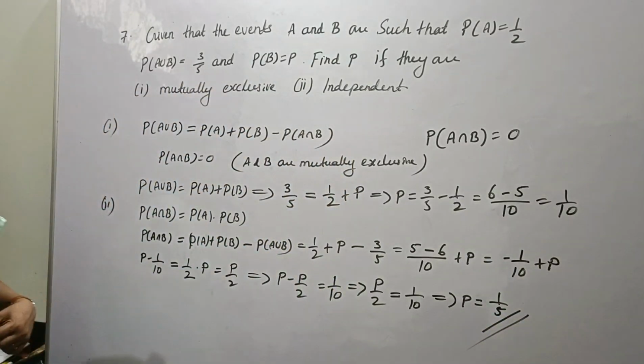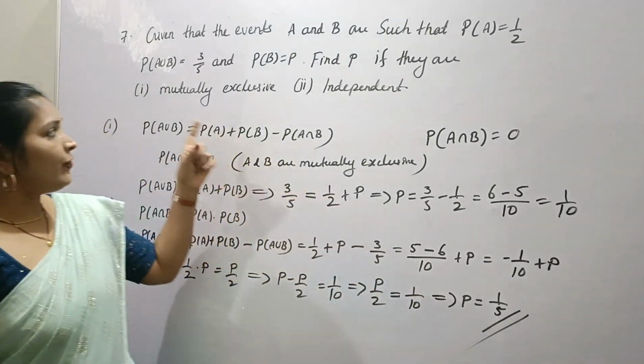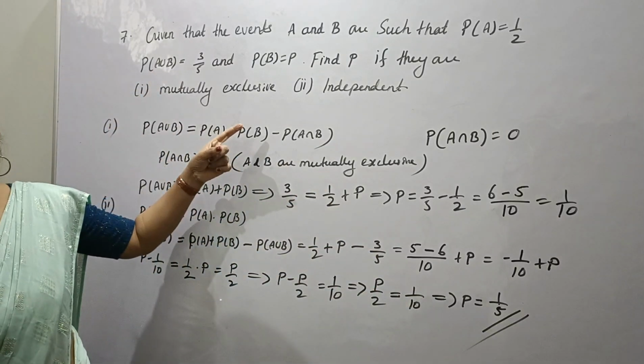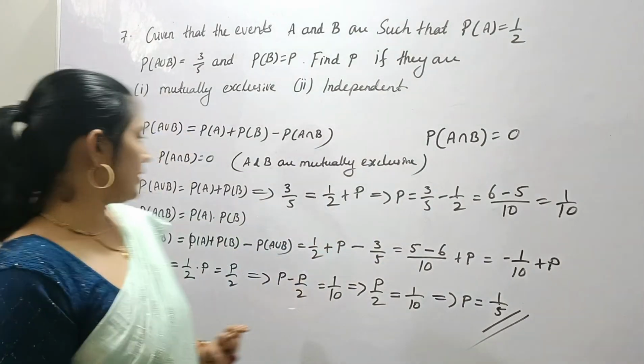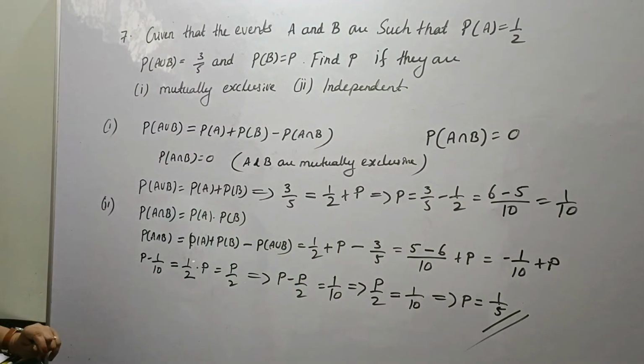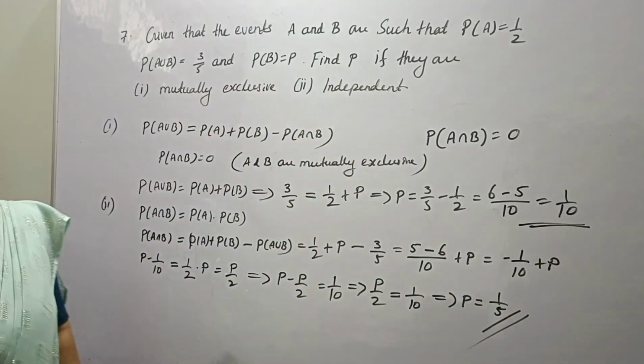If A and B are independent events, then the value of P is 1 by 5. If A and B are mutually exclusive, then the P value is 1 by 10.